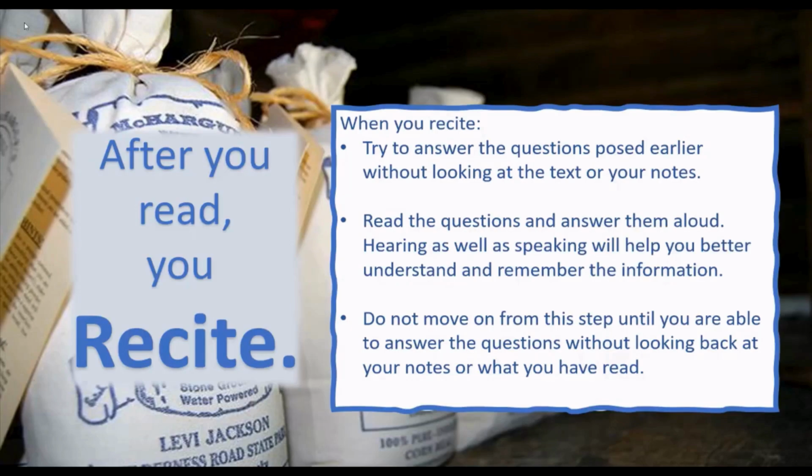So after you read, you're going to recite. And when you recite, you try to answer the questions posed earlier without looking at the text or your notes. So here you're going to put all your notes away, you're going to put the text away and just have those questions either provided if it's a textbook chapter or that you created, or you could have a bit of both types of questions. Questions you create and questions you found at the end of the chapter. And you're going to try to answer those without looking back at your notes. And really do not move on from this step until you can give basic answers without looking back at your notes to the questions that you have posed or that were posed for you.